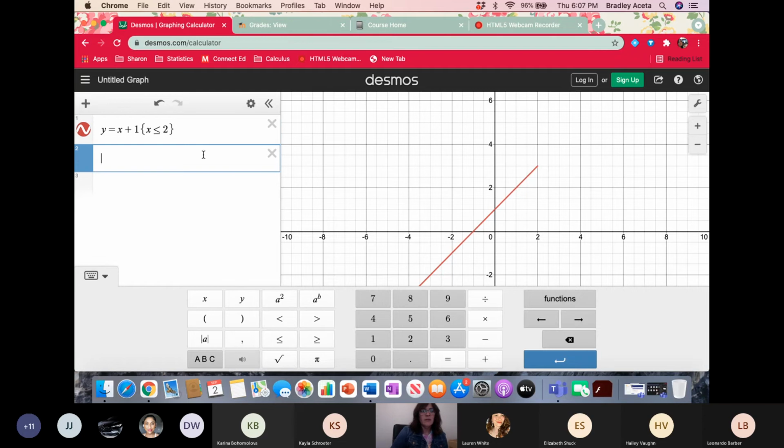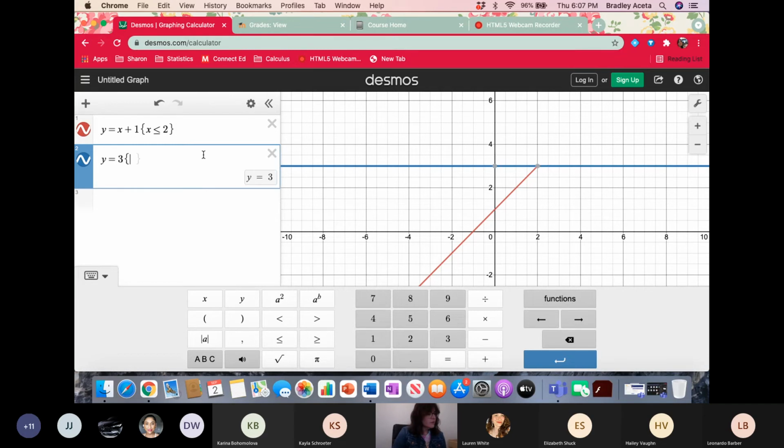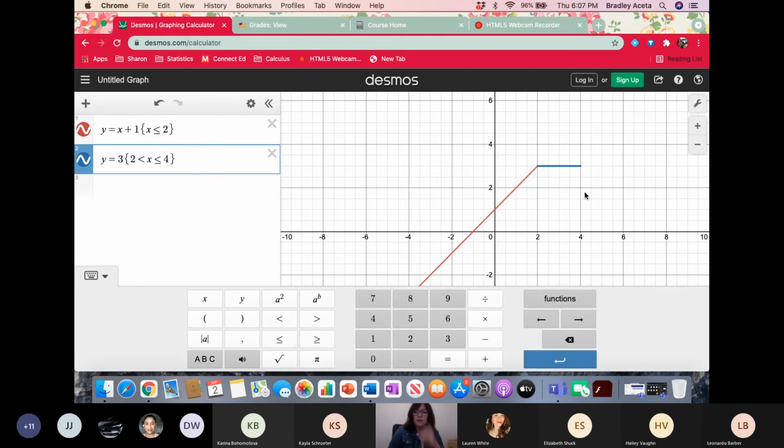Let's say you have now the middle piece. You would type Y equals 3. And then the squiggle bracket for this one was 2 is less than X is less than or equal to 4. 2 is less than X is less than or equal to 4. And look at that. It just graphed it right in.